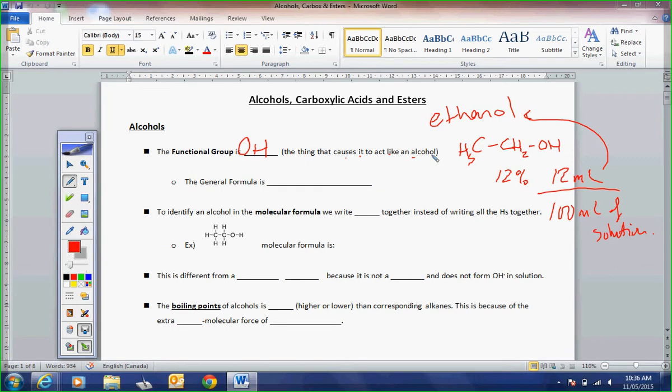What would be the functional group of an alkene? What makes an alkene react like an alkene? Double carbon. The carbon-carbon double bond. An alkyne? Would be the triple bond. And so the alcohol functional group is OH.